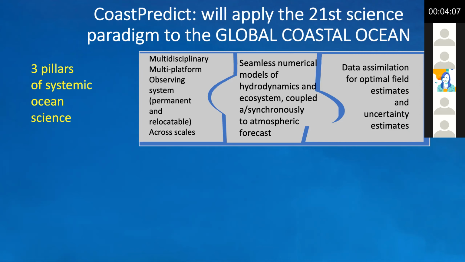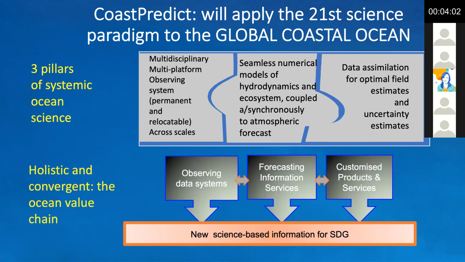We have seen wonderful examples here with uncertainty estimates, and the holistic and convergent ocean value chain, which will show how much is needed to arrive at customized products and services, going from observing systems to forecasting information services to customized products and services. And after this, clearly, we are all devoted in the UN Decade to have new science-based information for sustainable development goals targets.